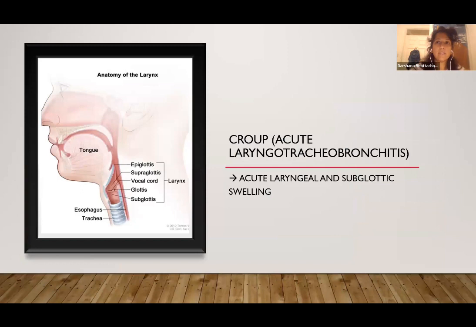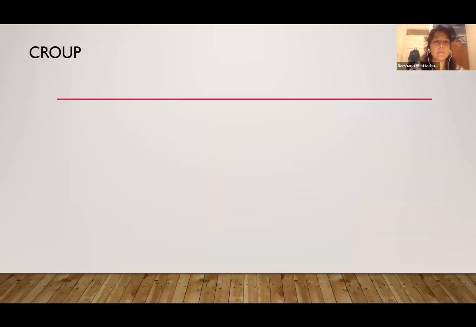Right, so our first condition, we are going to talk about croup, which is essentially short for acute laryngotracheobronchitis. So essentially, croup is a swelling of the larynx and the subglottis, which, as you can see from the diagram on the left, consists of the airway. So it's an airway problem, so one that does need to be addressed quite promptly.